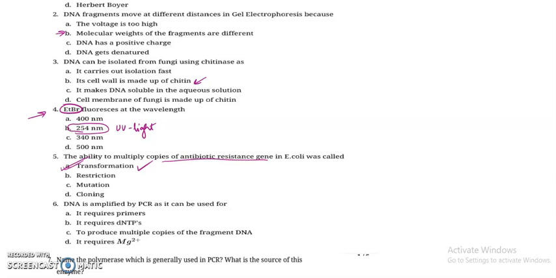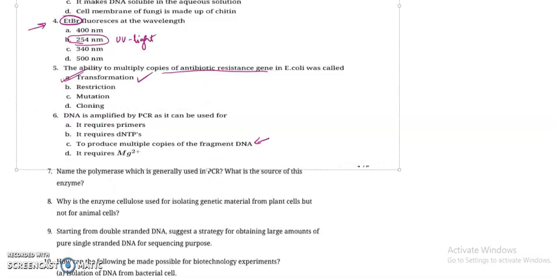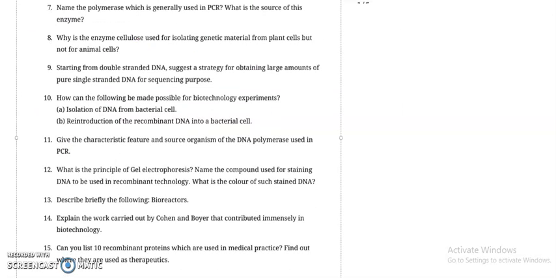DNA is amplified by PCR and it can be used to produce multiple copies of DNA. Next question is, name the polymerase that is generally used in PCR. So it is Taq polymerase. And what is the source of this enzyme? So it is being taken from the thermophilic bacteria.